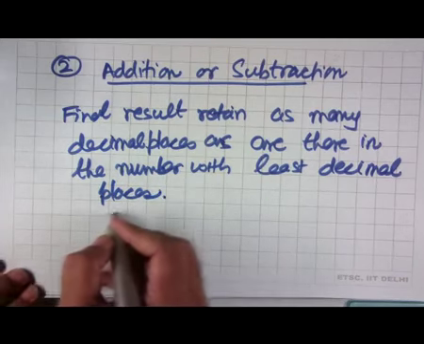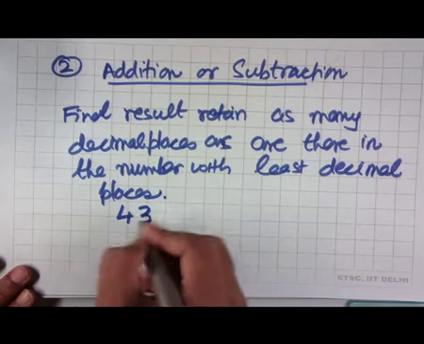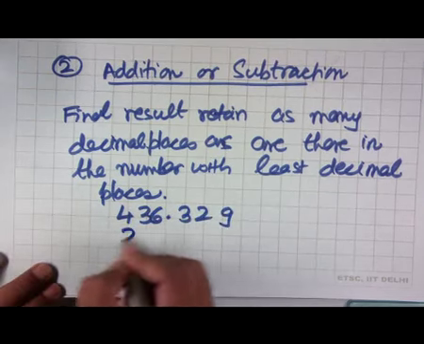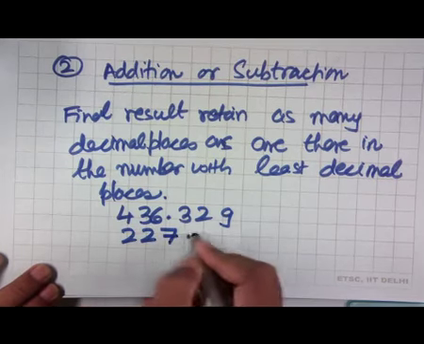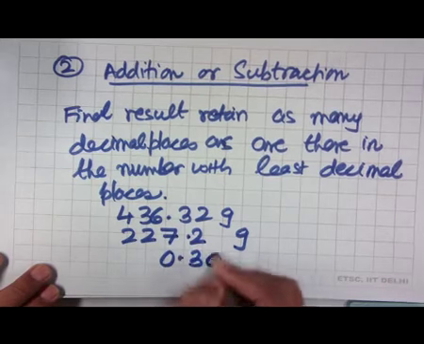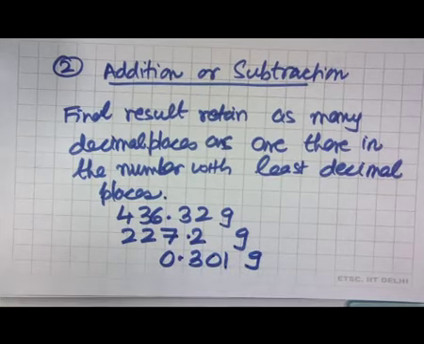Suppose I am adding up 3 masses: there is a mass 436.32 grams, there is another mass 227.2 grams, and then there is 0.301 grams. If I have to add up these three masses, then if we total them up, this comes out to be 663.821 grams.